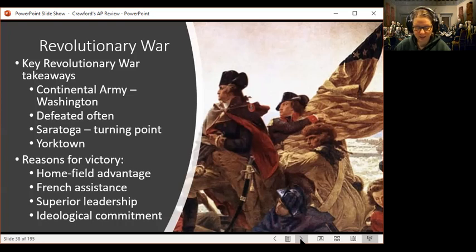The British did not have the resources to outlast the colonists. This is important. We are fighting in a place where we can get materials for the war right here. They have very long stretched supply lines where they have to conquer places to get those supplies. And so that becomes difficult.